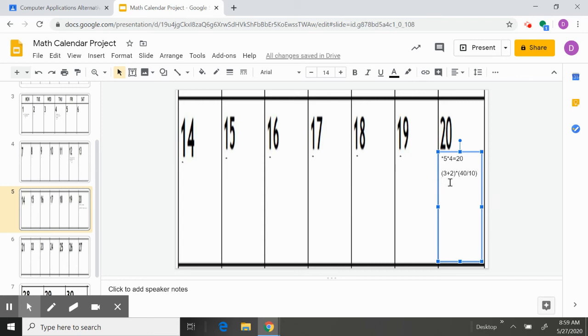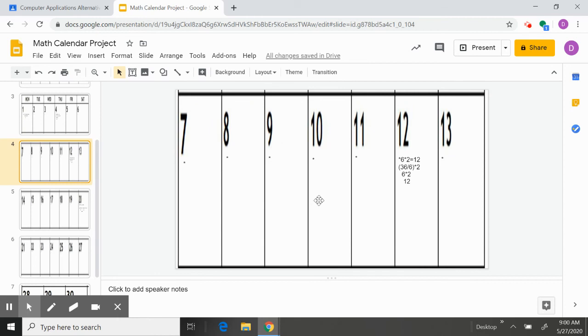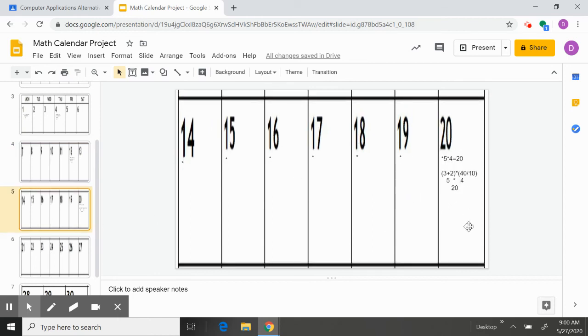Since it's still PEMDAS, I have to do what's in the parentheses first. So 3 plus 2. Okay, that's 5. Didn't use my times yet. Times. And what's 40 divided by 10? 4. So what's 5 times 4? That's 20. So my final answer would be 20. So again, my answer matches my date. And if I look back here, 1, my answer matched my date. 4, my answer matched my date. Here, 12, my answer matched my date. And here, 20, my answer matched my date.